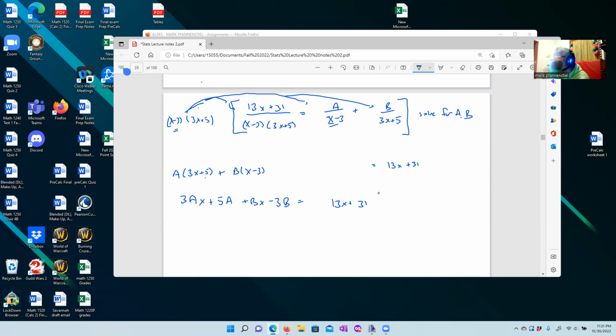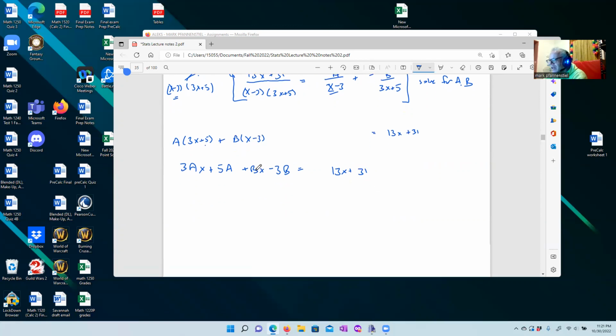So all we did was make this into a linear equation rather than having rational equations, and all we did was multiply by the common denominator. Now, if I add up all of the coefficients with x's in them, they should add up to 13. This technique is called equating the coefficients.